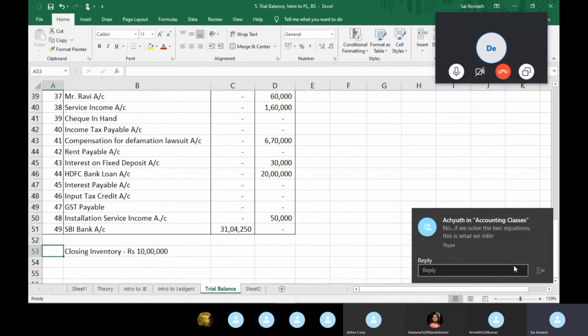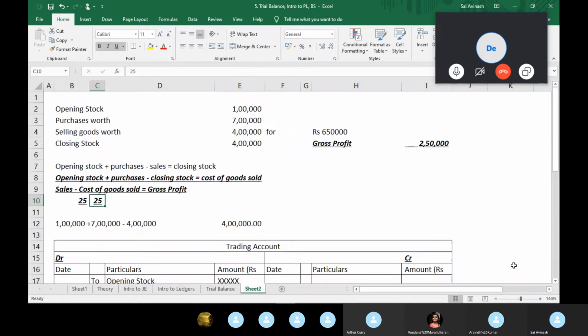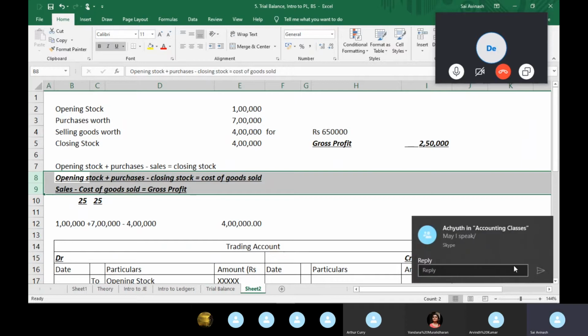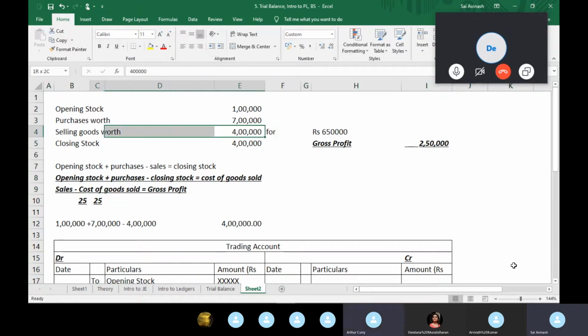If we solve two equations, no, we don't. These are two separate equations, you can't possibly mix them together. The point is, opening stock plus purchases minus sales equals closing stock. Listen, when you're substituting for less sales, you should not consider the sale value. You should not subtract 6,50,000. You should subtract 4 lakhs, right? Do you get that? Yeah, I do get that.